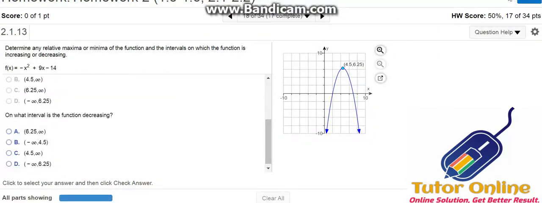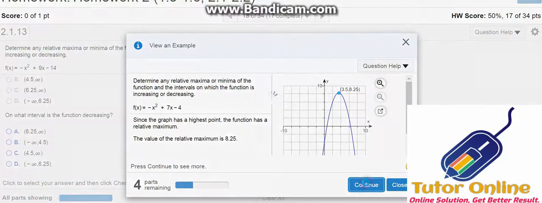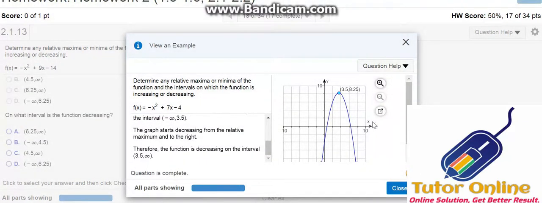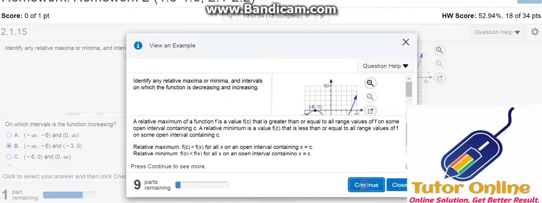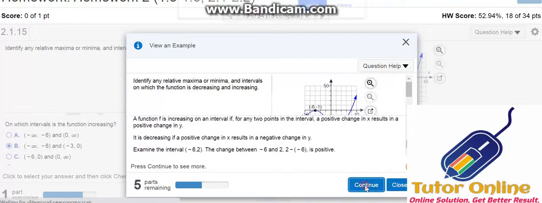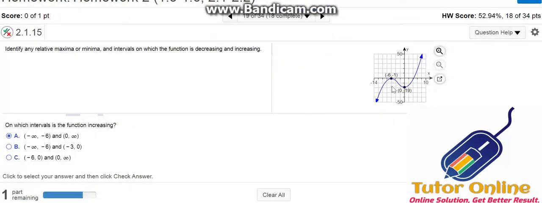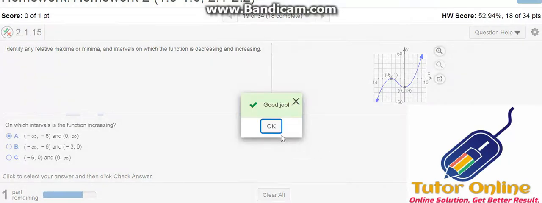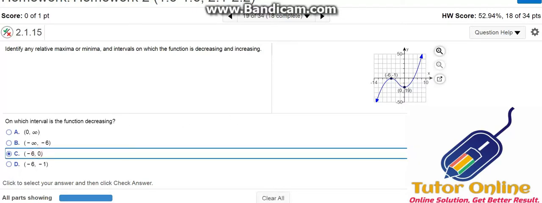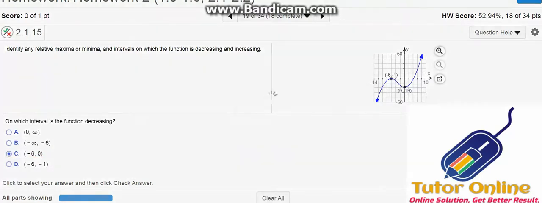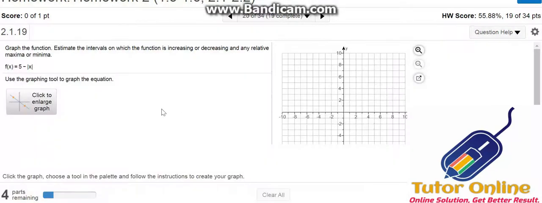Decreasing. At which point is it decreasing? 3.5 to infinity. So let's go to the example we have. It's increasing from minus infinity to minus 6 and 0 to plus infinity. Good job. So continue to see more. The function is decreasing. Decreasing is minus 6 to 0. In this, the function is decreasing. Excellent. Thank you.